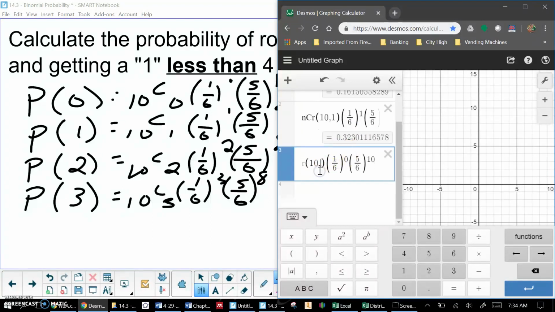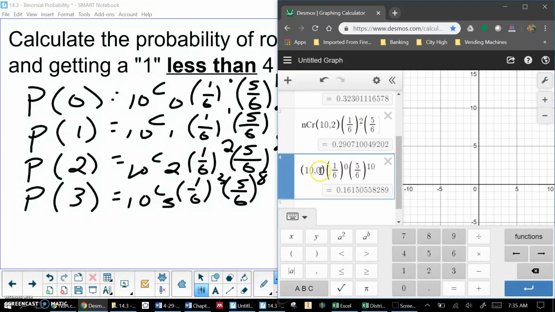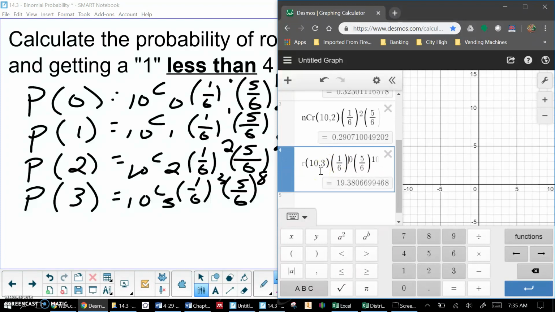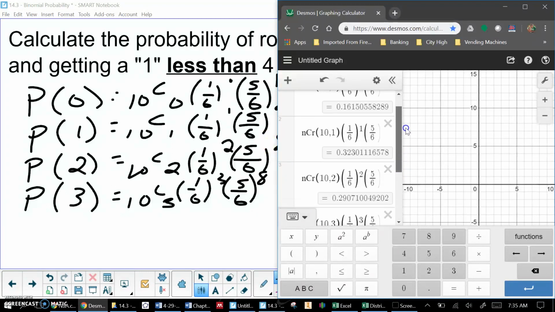Now we'll change this to a 2, 2, 8. See, our probability came back down now. Most common outcome was getting a 1 exactly 1 time. And then for the third one, for getting it a 1 3 times, to the 3rd and to the 7th. And so we can go ahead and add all those up if we need to.